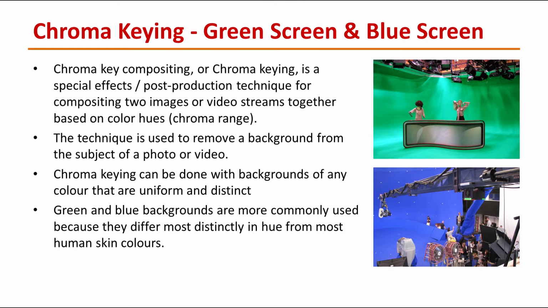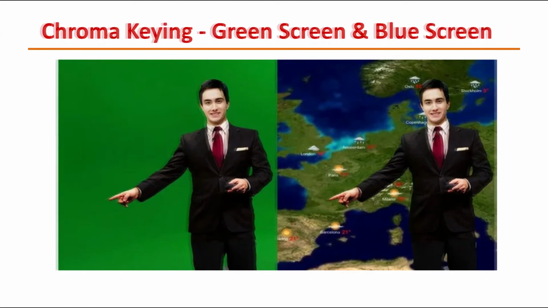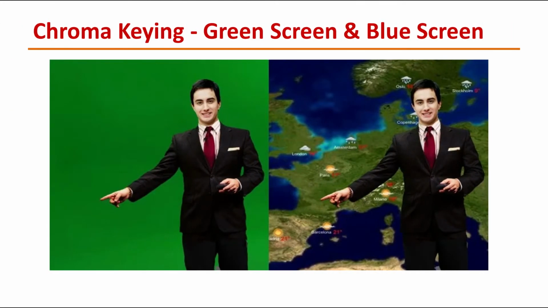Chroma keying can be done with backgrounds of any color that are uniform and distinct. Green and blue backgrounds are more commonly used because they differ most distinctly from human skin. No part of the subject being filmed or photographed may duplicate the color used as backing. For example, in weather forecast news, a news presenter is usually seen standing in front of a large CGI map during live television newscasts, though in actuality it is a large blue or green background.